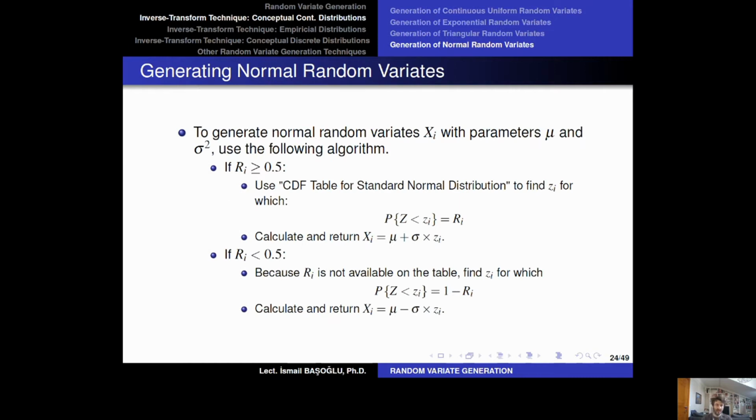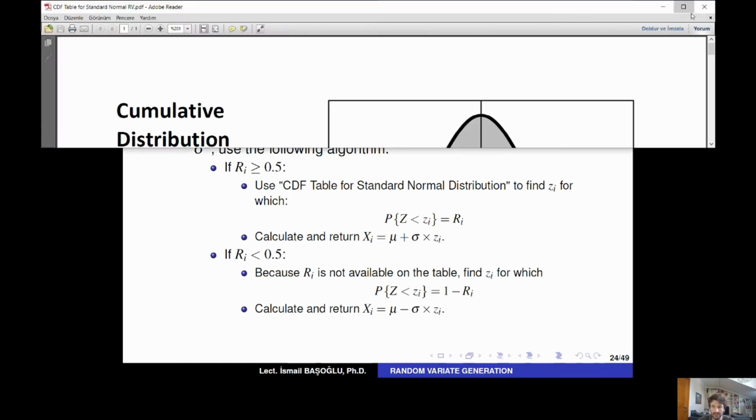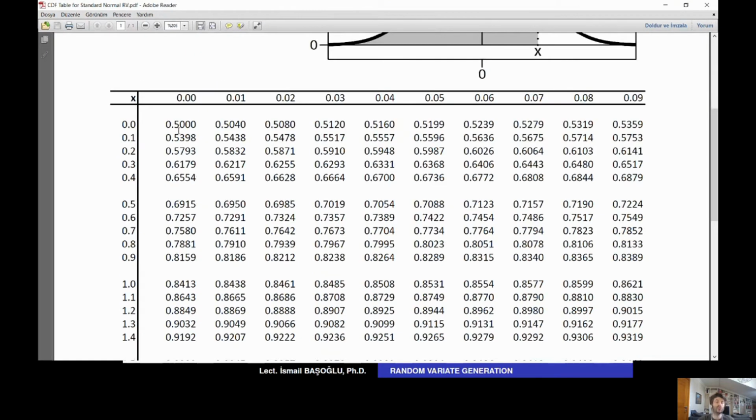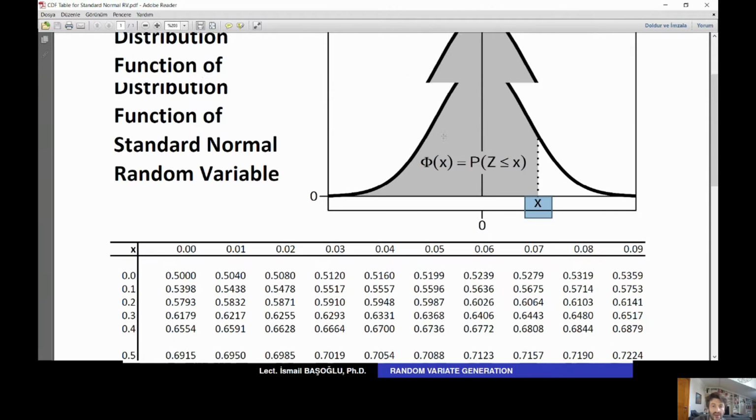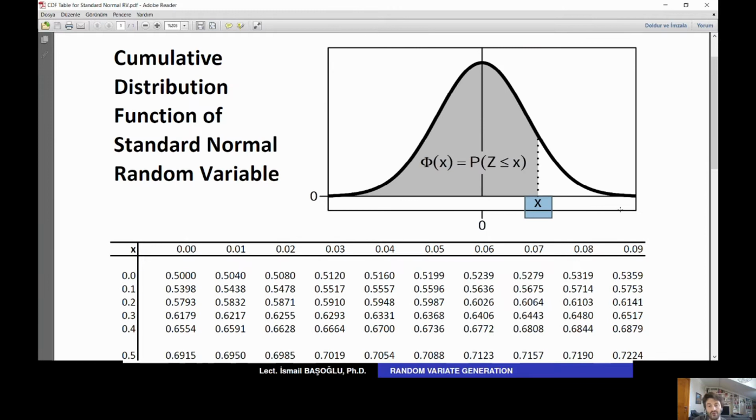So here's the algorithm. Now you see we have this standard normal CDF table, which I am going to show you right now. This table shows only cumulative probabilities which are greater than 0.5. That is unfortunate, because if our random number is greater than 0.5, then we can safely use this table to identify the Z quantile. However, if the value is less than 0.5, what are we going to do? Then we are going to use the symmetry of the PDF of the standard normal distribution.